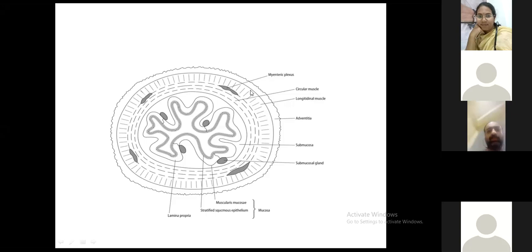Any syndrome, like Boerhaave syndrome? Yes, obviously, Boerhaave. They get ruptured easily because of the absence of the serosal layer.